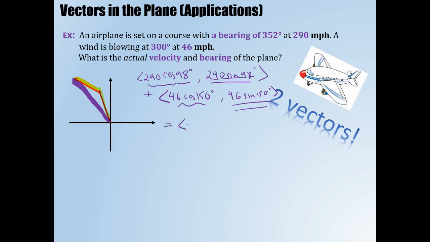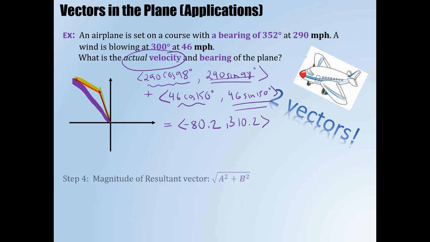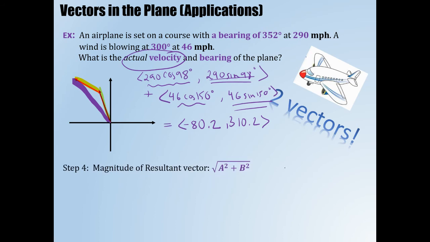You should ideally get negative 80.2, approximately 310.2. Think about the quadrant. That makes sense, right? Negative 80.2, 310.2. So I haven't actually answered this question. What is the actual velocity? I have component form, but how do I take component form and get the magnitude? That's what I want to do, the magnitude of the resultant vector.